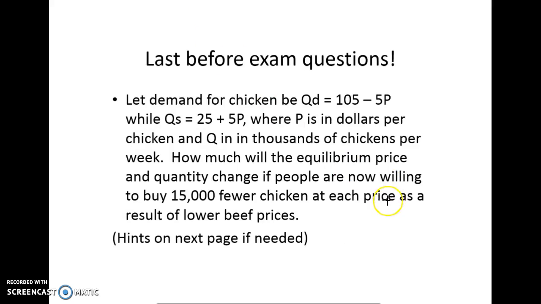Now the final thing, last question before you need to maybe go and research some past exam papers, question is this, okay, how much will the equilibrium price and quantity change if people are now willing to buy 15,000 fewer chickens at each price as a result of lower beef prices? Okay, so this basically means that we need to change this figure 15,000 times down, so that will become 90. So you need to work it out, the original equilibrium and then the new equilibrium. Okay, and there's some tips on this next slide to help you do that.